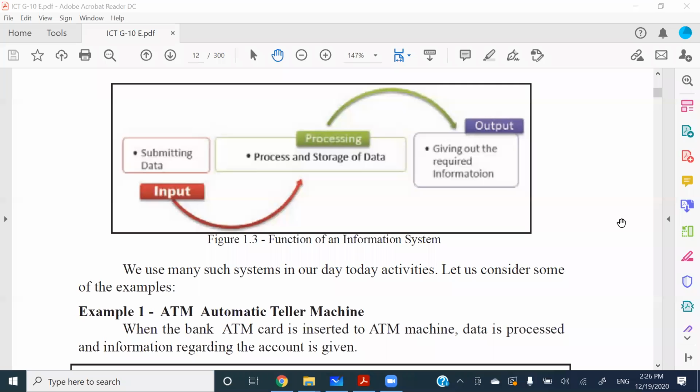When it comes to the information system, input is going to be data, processing is to process and store the data, output is the required information, right? So simple as that. Okay, people, did you get the idea about the information system?